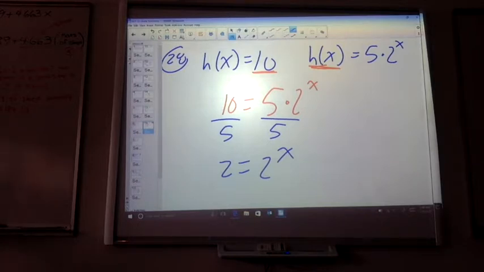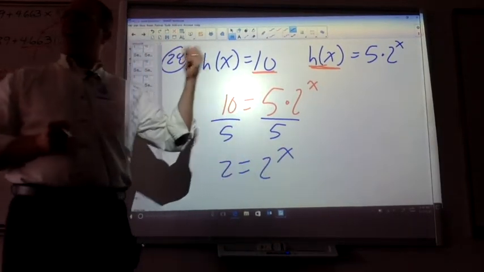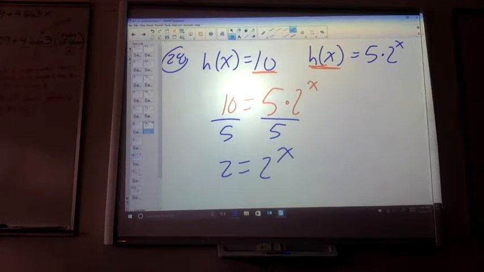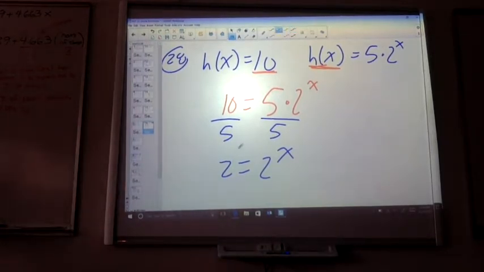All right, now this is a little different. I have 2 equals 2 raised to the x power. The x is an exponent in this case. So let's think about exponents. 2 to the 0 power is 1. 2 to the first power is 2. 2 to the second power is 4. 2 to the third power is 8. So on and so forth. So this is looking for what exponent is this 2 to give me this. What do you think?